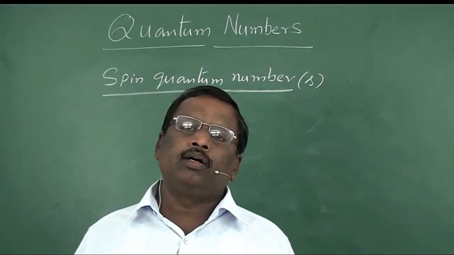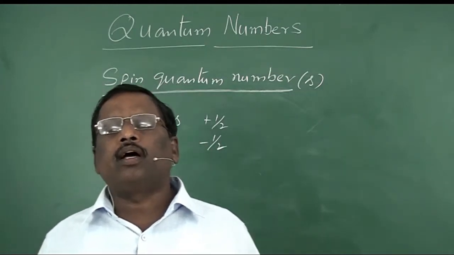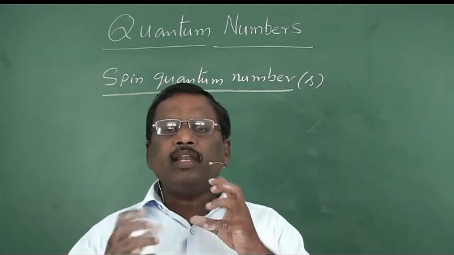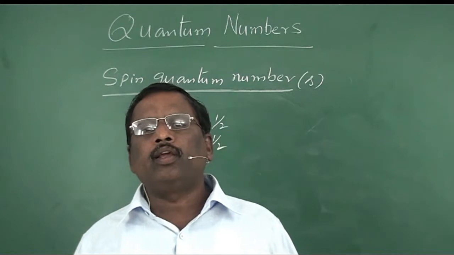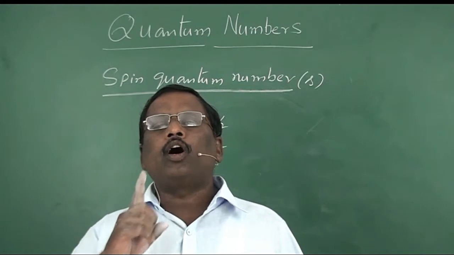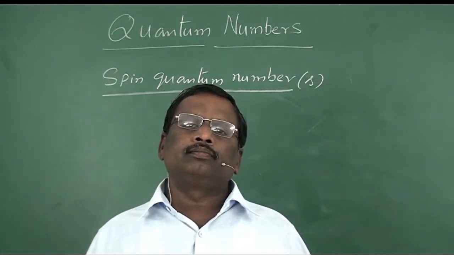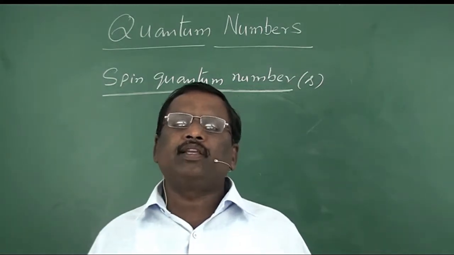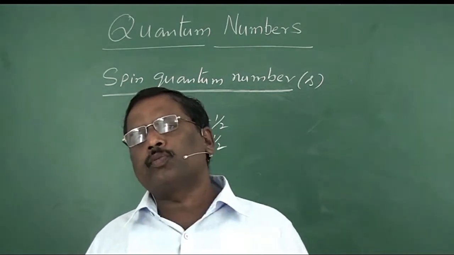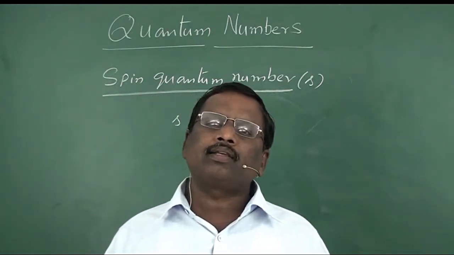This quantum number was proposed by Uhlenbeck and Goudsmit. It gives us the information regarding the spinning direction of an electron. For a spinning, only two possible directions are there. One is clockwise spinning and other one is anti-clockwise spinning. So one orbital can accommodate only two electrons, one with clockwise spin and other with anti-clockwise spin. That's why it has only two values. Possible values are only two. One is plus half and other one is minus half.